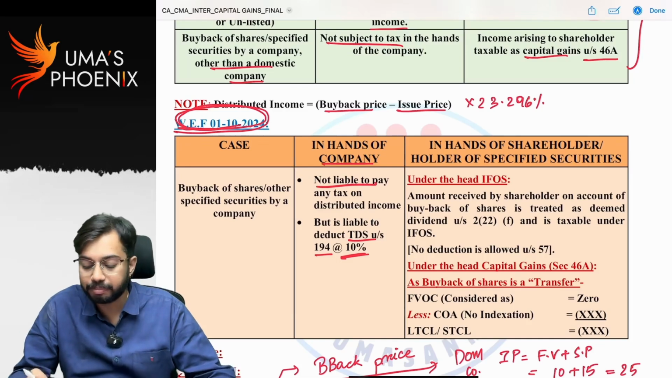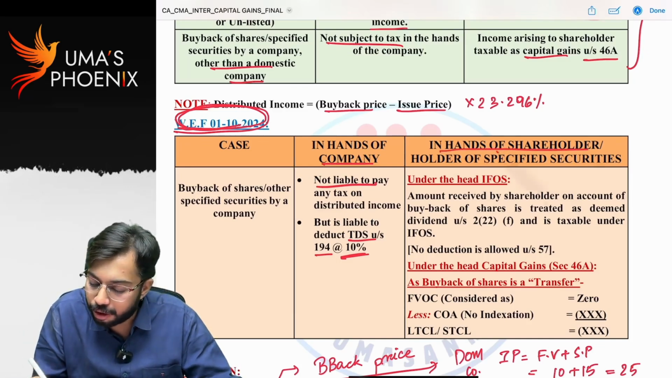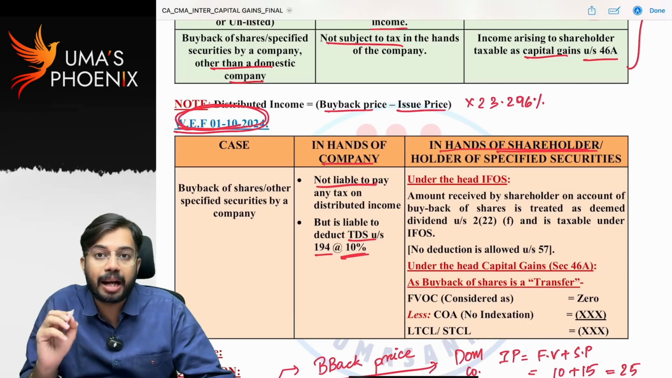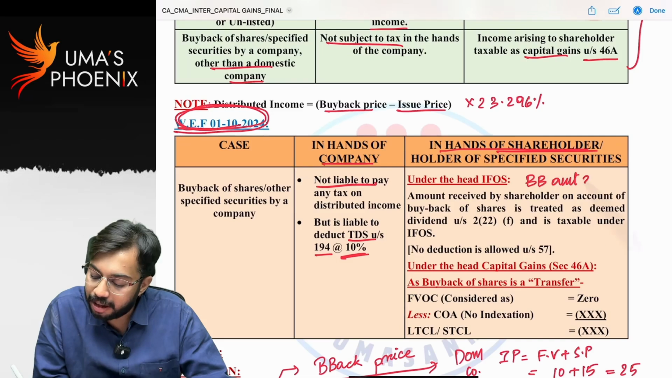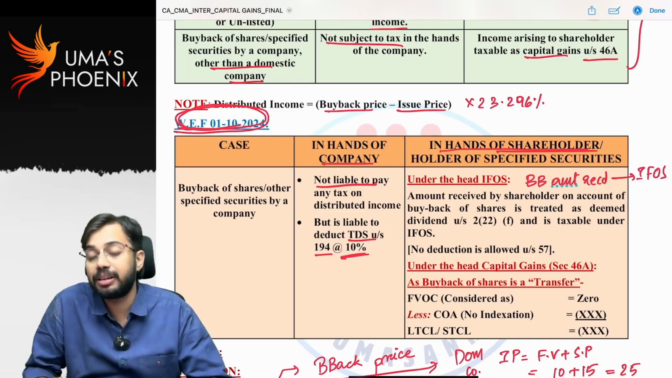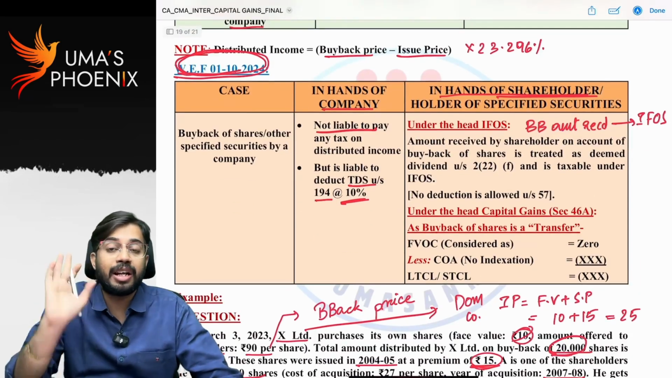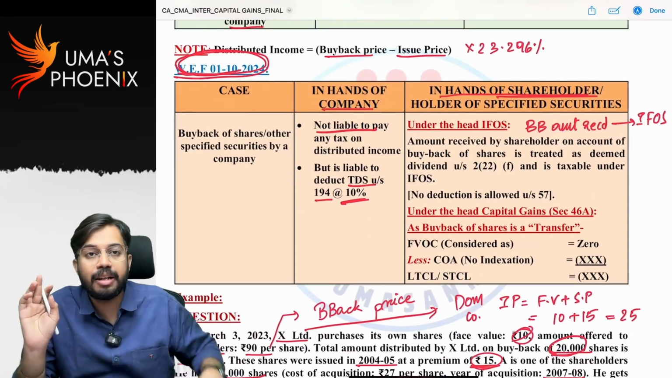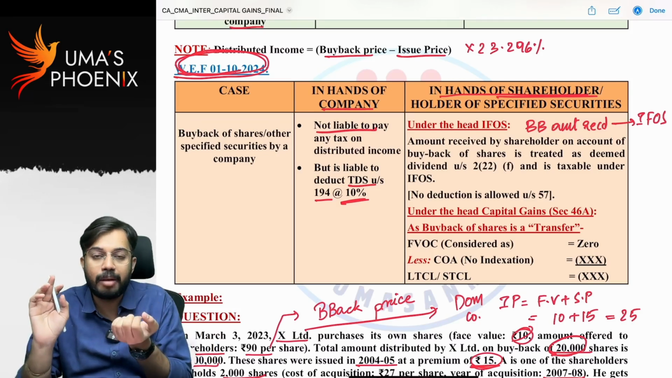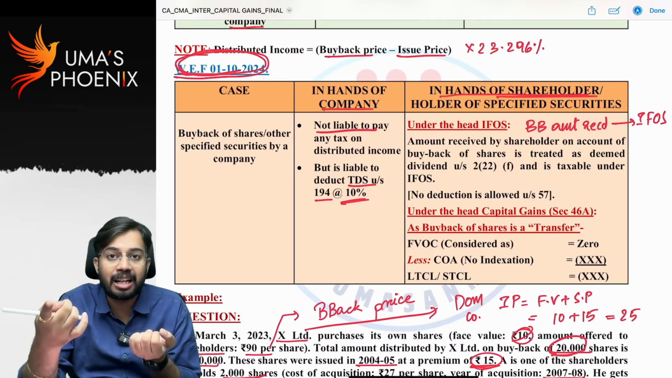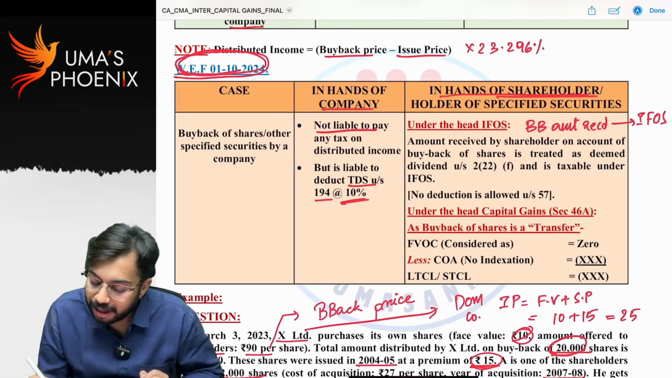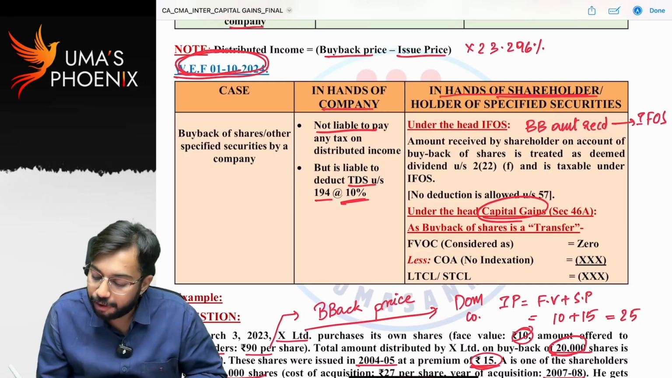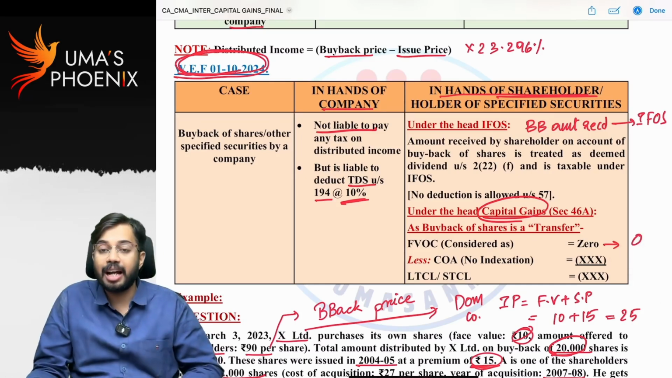Is it clear? Now, in the hands of shareholder, whatever buyback amount is received is taxable under other sources. And the shareholder is also required to calculate capital gains. See, whatever amount is received on buyback is already getting taxed under other sources. As it is already getting taxed under other sources, when you are calculating capital gains, full value of consideration is to be taken as 0.